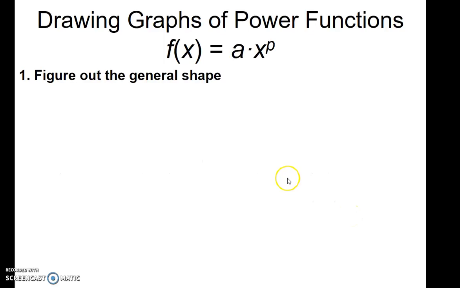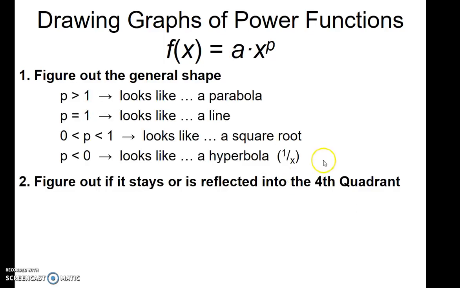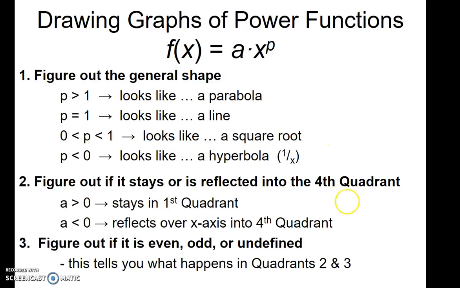So to figure out the general shape of a power function, one of the first things we want to do is look at the value for p. So if you need to pause this and just copy down, that's exactly what we talked about when we were looking at Sketchpad. Then we want to figure out what the a value tells us. If a is greater than 0, it's going to stay in the first quadrant. If a is less than 0, it's going to reflect over the x-axis into the fourth quadrant. Whatever shape we get here, it's going to reflect over.